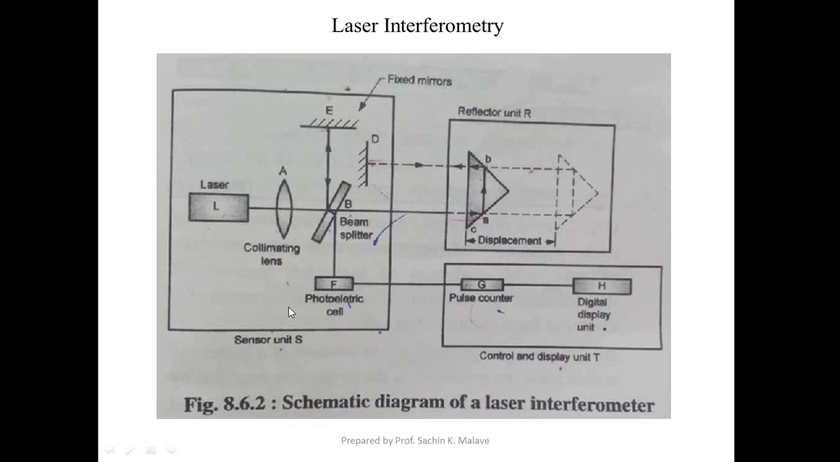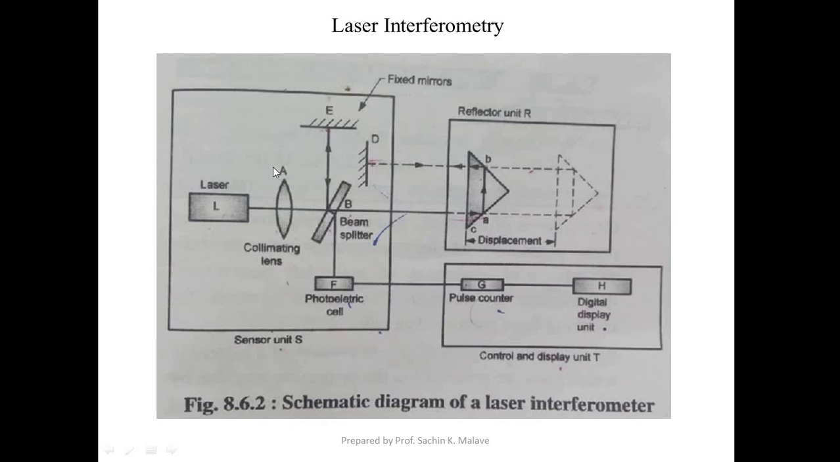Then in the 2nd unit there is only one prism, and in the 3rd unit there is a pulse counter and digital display unit denoted by G and H. A helium neon laser is commonly used as the source of light. The wavelength of this laser is 0.6328 microns.